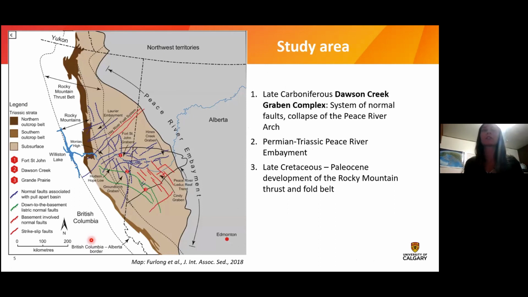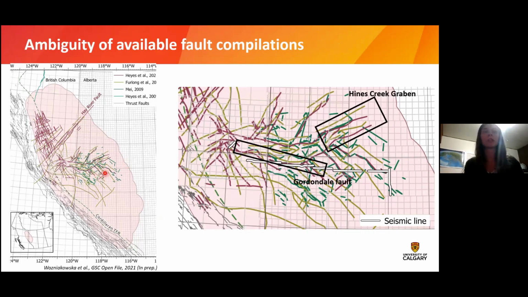So the study area concentrates within the Montney formation extent. The most clear feature in this area is the Dawson Creek Graben complex, which is a system of normal faults formed in the late Carboniferous as a result of the collapse of the Peace River Arch. Also, we have one element, which is the Peace River Embayment, which was formed between the Permian and Triassic. And finally, we have some structures corresponding to the Rocky Mountain Thrust and Fault Belt, which was formed between the late Cretaceous and Paleocene.